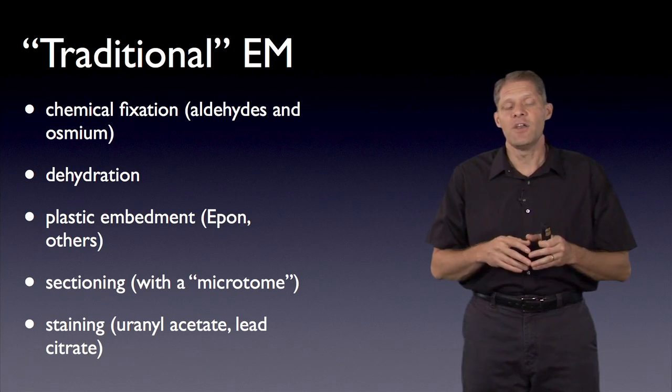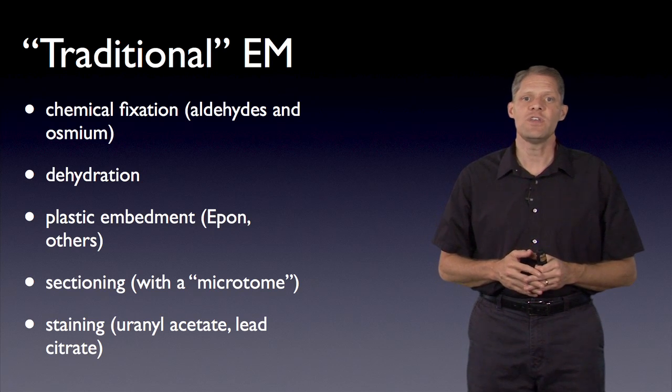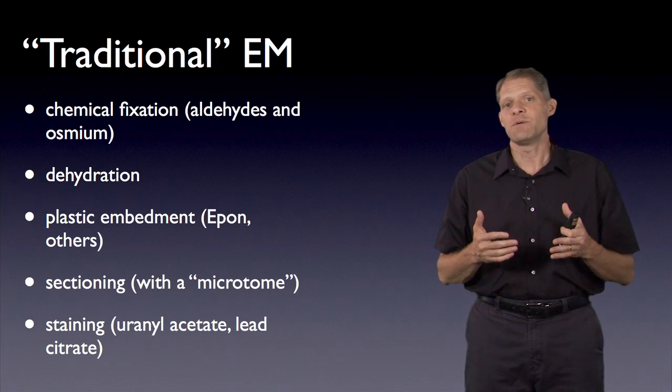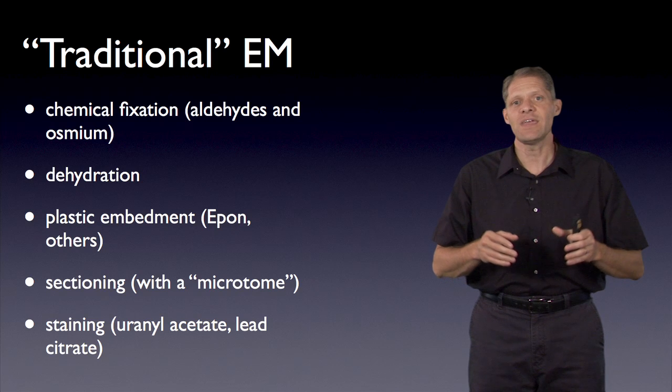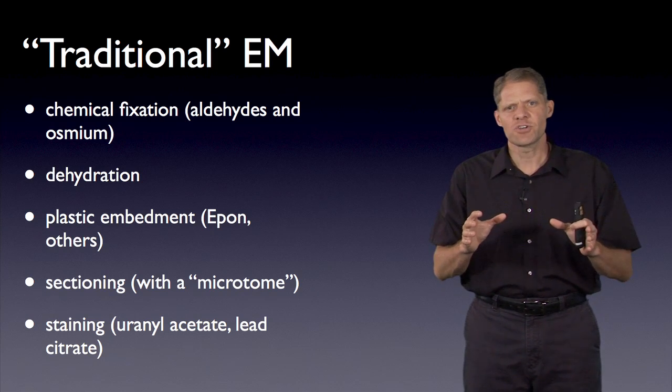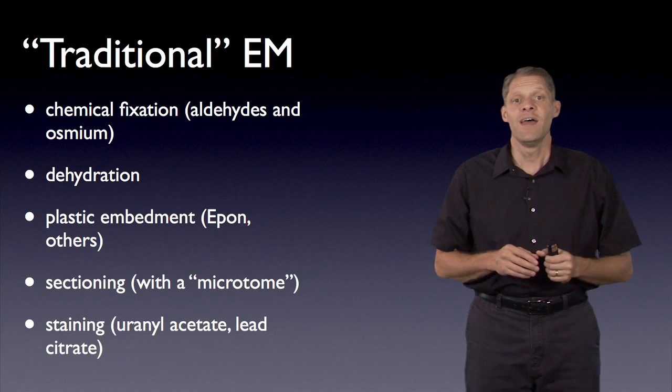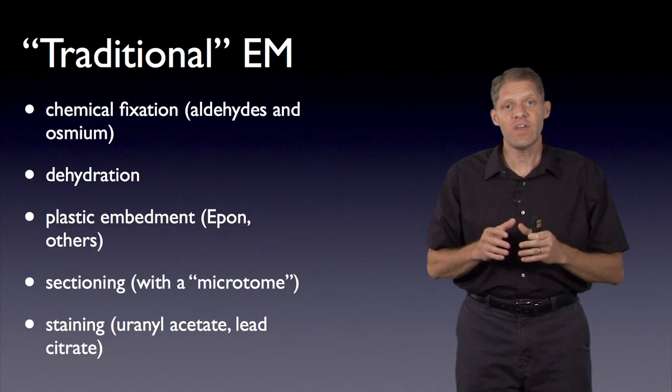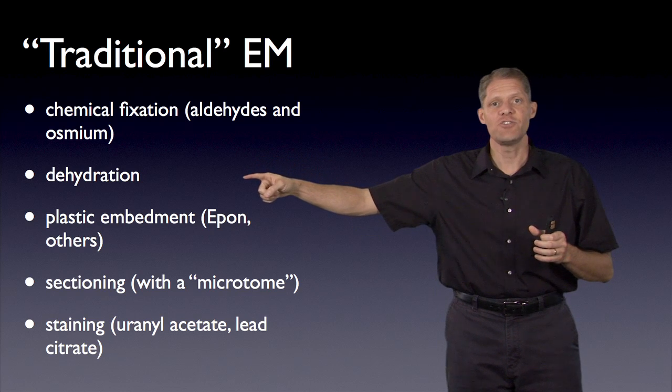Another chemical fixative that's used is osmium. Osmium is a metal, but it's been found that infiltrating the cells with osmium causes the structure to become more rigid and be better maintained. Now, once the cell is chemically fixed, it can be dehydrated.